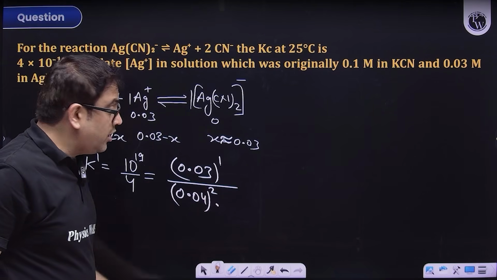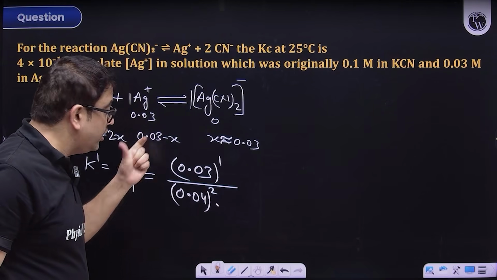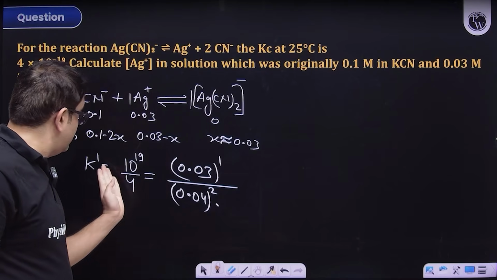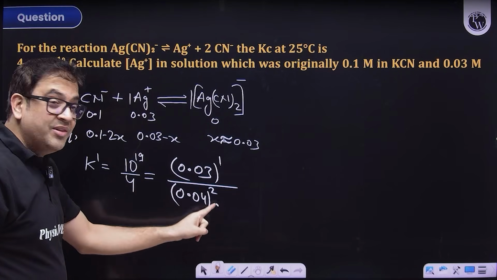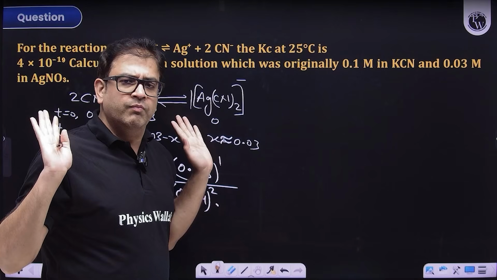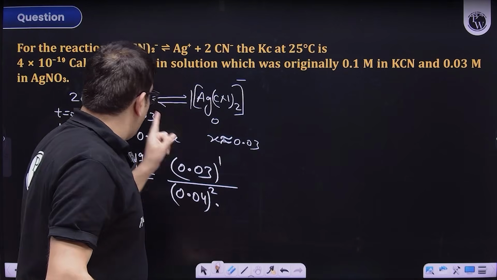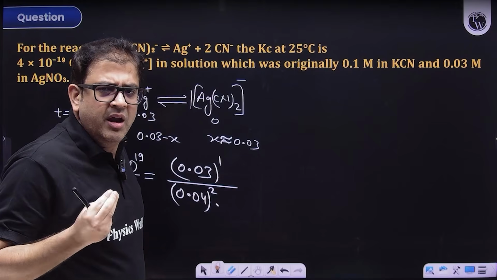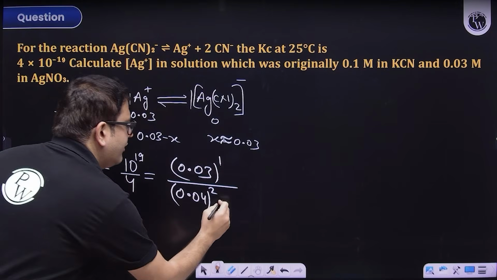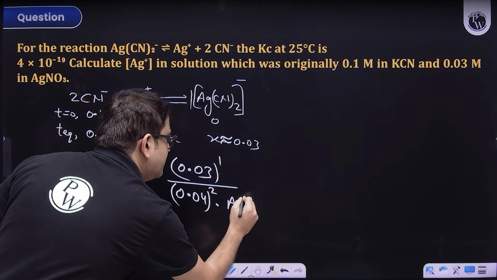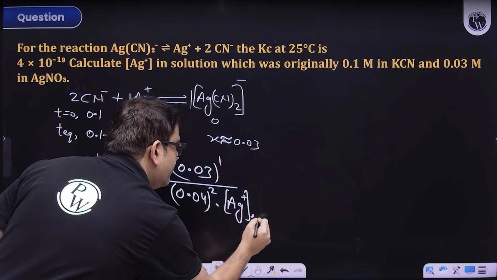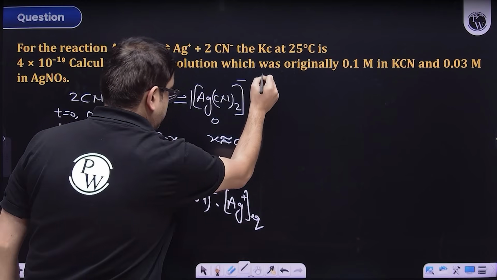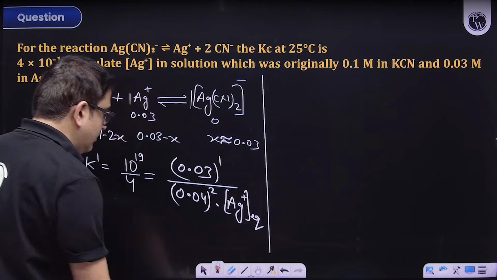Sir, if we write 0.03, then it will become 0. If 0, so sir, what will we find? So now we will say, no. We said all of it is getting reacted, but a negligible amount will be remaining, and that we have to find. So you put that value. So this is Ag plus at equilibrium. It will be a very small value, but this you have to calculate.